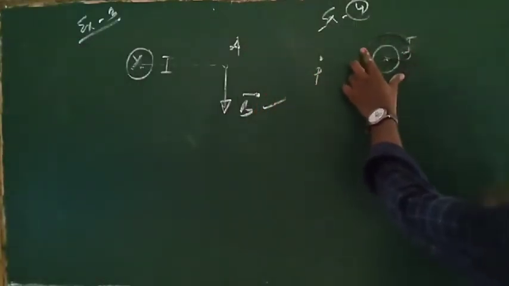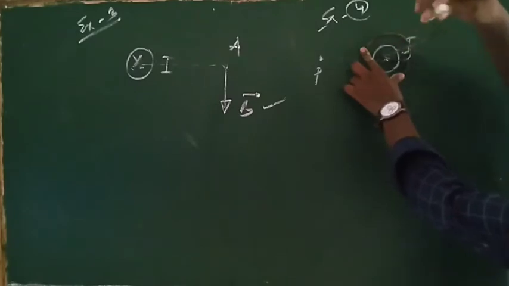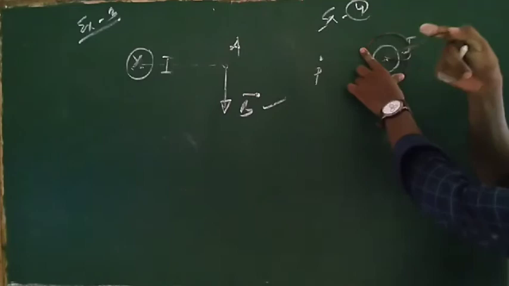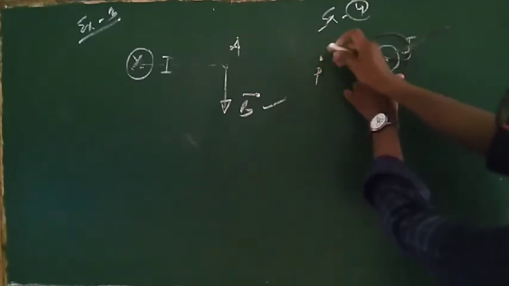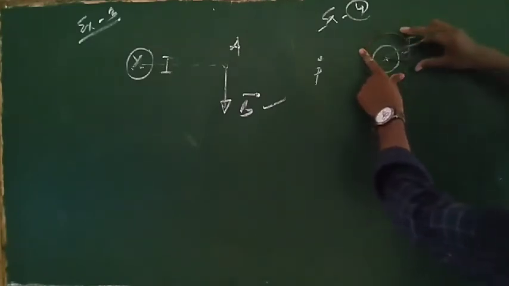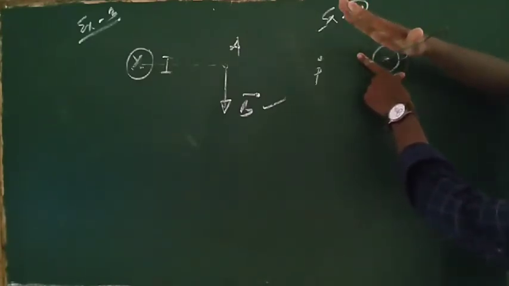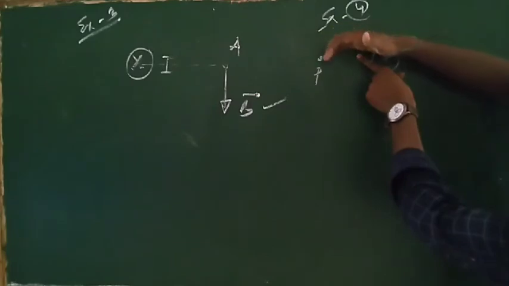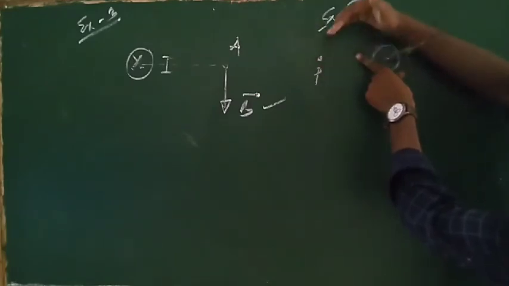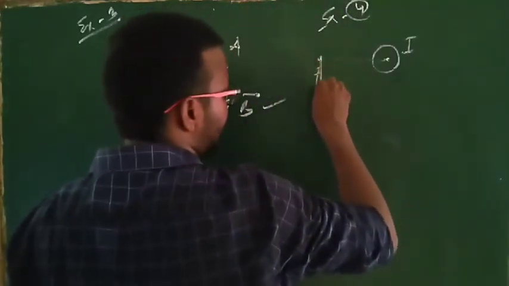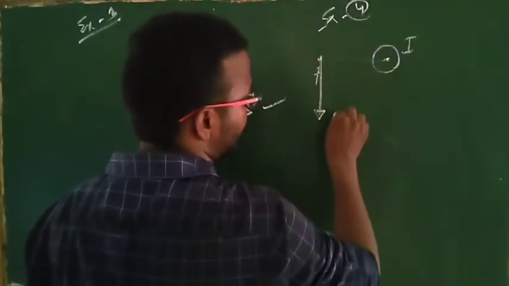This point means the current is flowing in the outward direction. This is the direction of current. Now we have to find the magnetic field at point P. How can we find it? In this case, we have to use the right hand thumb rule. This is the direction of current, which is indicated by the thumb. Clear? So in this case, at point P, the direction of magnetic field is inward, and this is the direction of magnetic field in this case.